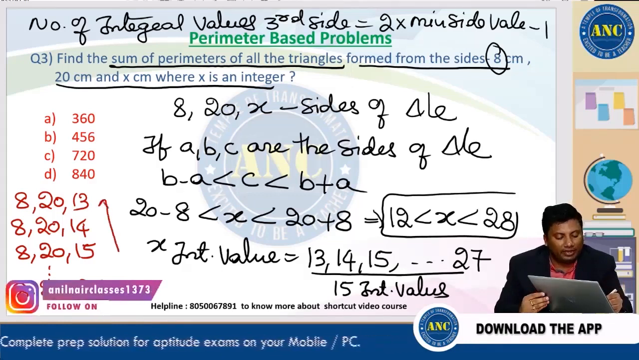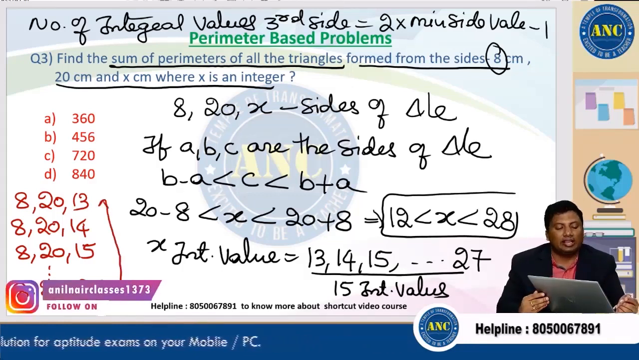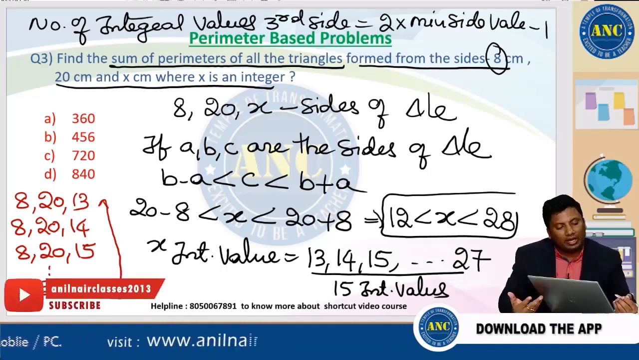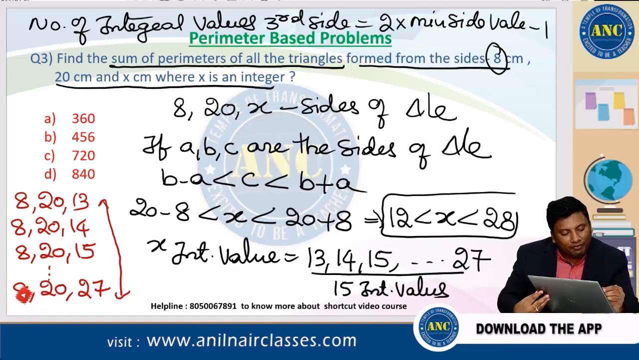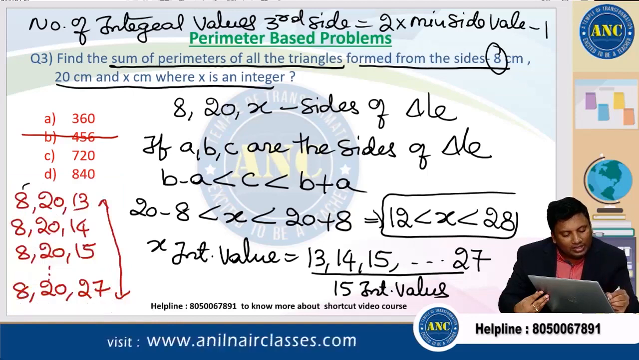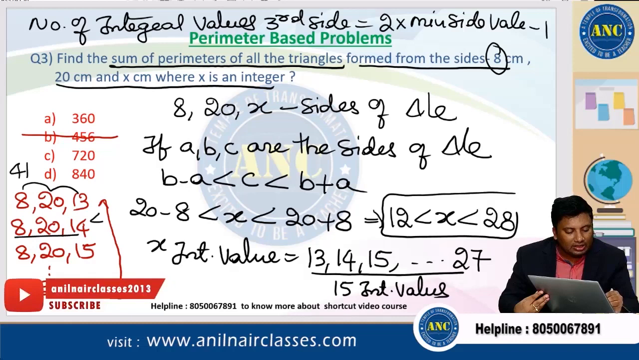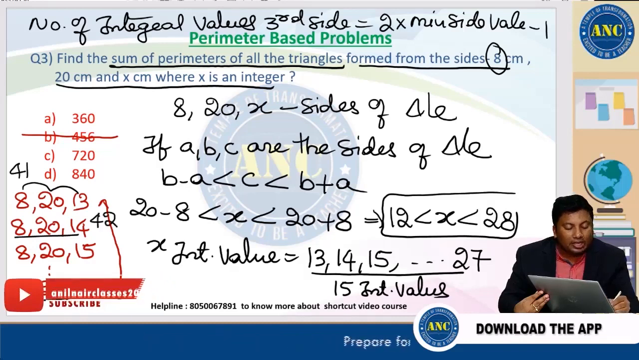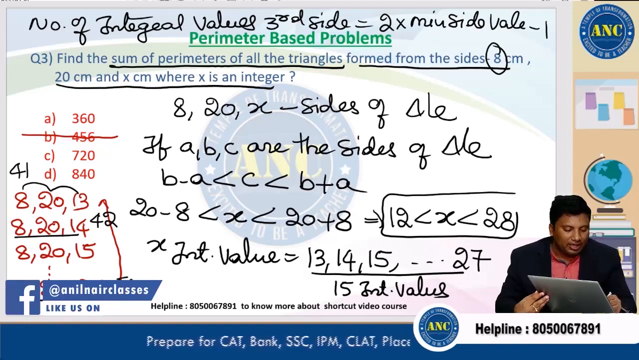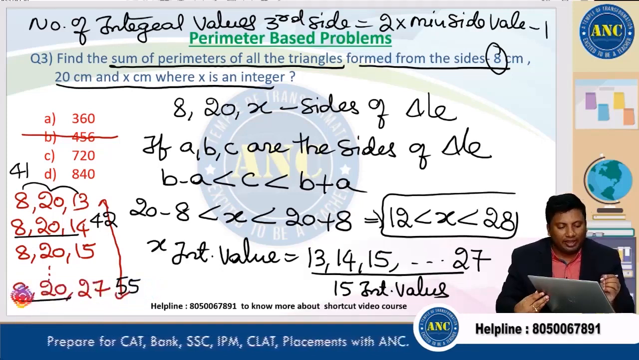In total there are 15 distinct triangles that can be formed. That means you will get 15 into something. The answer should be divisible by 15. 456 is not divisible by 15. Let me do the sum. 20 plus 8 is 28, plus 13 is 41. Here it is nothing but 42. 8 plus 20 is 28, plus 27 is 55. That means 41 to 55.